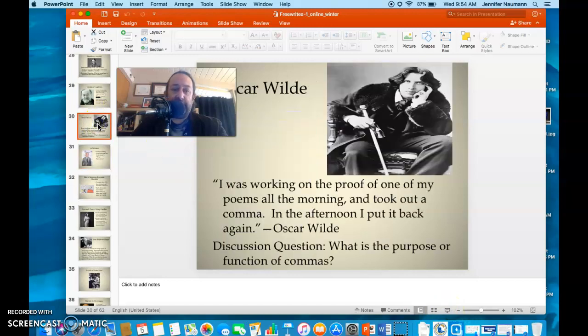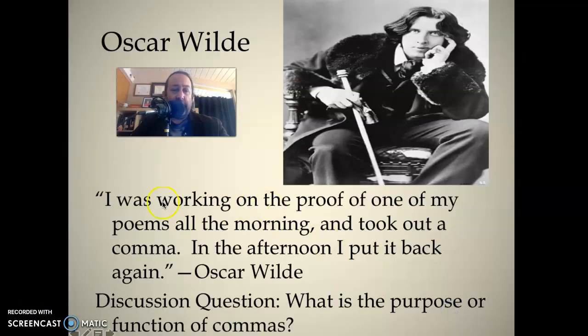And with each of these, you'll note, say on this one, for example, on page 30, that there's an idea or a concept typically tied to someone at least relatively well known, and then there's a discussion question. So you want the free write to respond to the question. That's what you're doing in the free write. You're taking in the quote here as a concept. Like, I was working on the proof of one of my poems all the morning, and I took out a comma. In the afternoon, I put it back again.